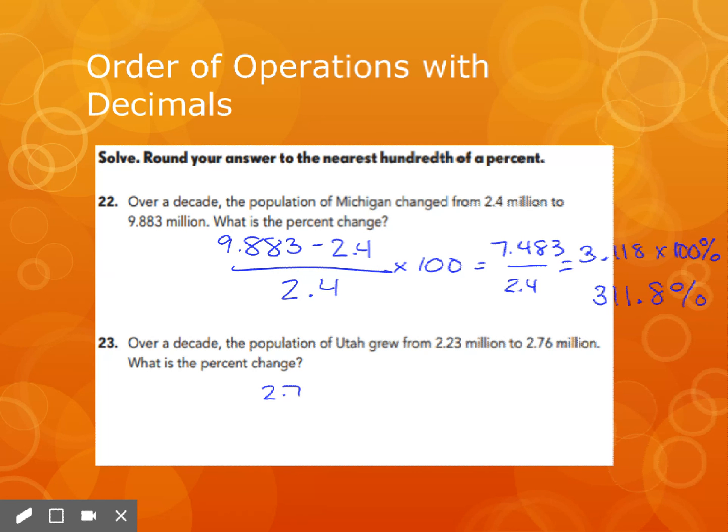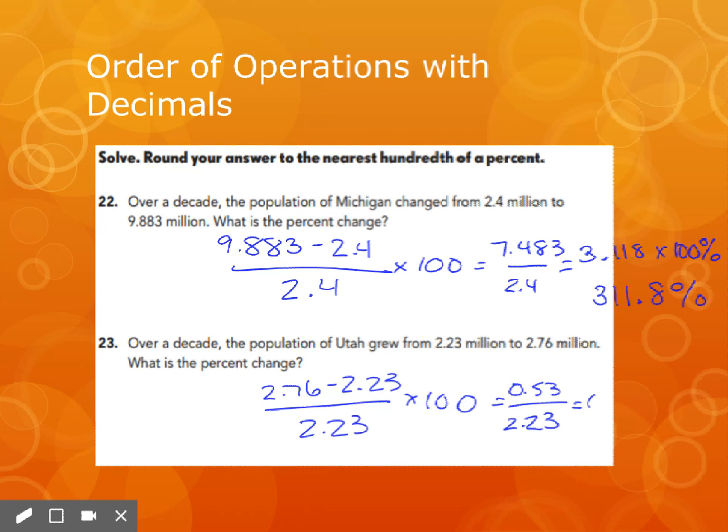Number 23, over a decade, Utah changed. So we start with the bigger number, 2.76 minus 2.23, divided by the original amount, and times 100. So 2.76 minus 2.23 is 0.53 divided by 2.23. And that is 0.238, I'm rounding, times 100%. And that is 23.8%. I know I did those quickly, but just go back and look at that example. It's subtraction, division, and then multiplication.